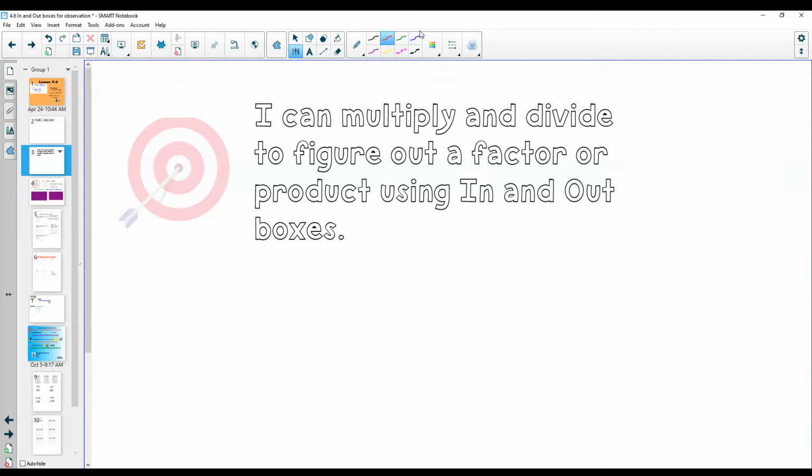Third graders, we're back with math today. Let's read our learning target. I can multiply and divide to figure out a factor or a product using in and out boxes.